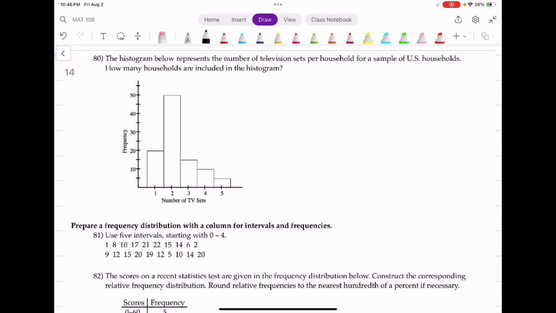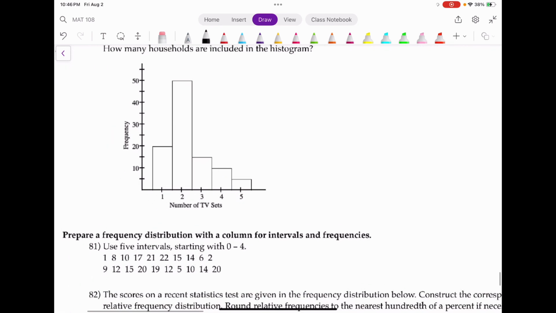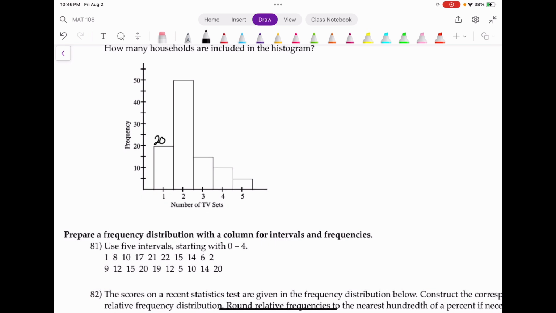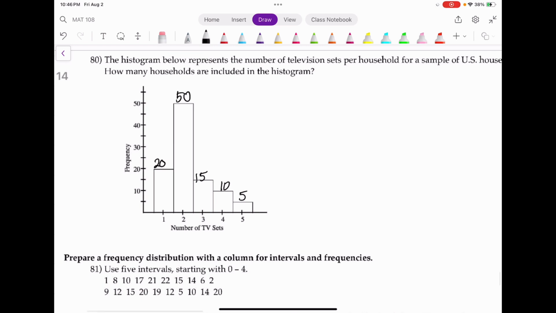How many households are included in this histogram? We can do that by finding the frequency for each number of TVs. 20 households have one TV. 50 households have two TVs. 15 have three TVs. 10 have four TVs. And 5 have five.